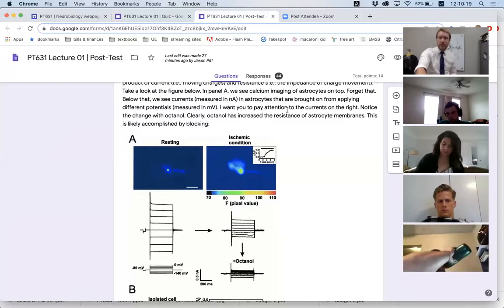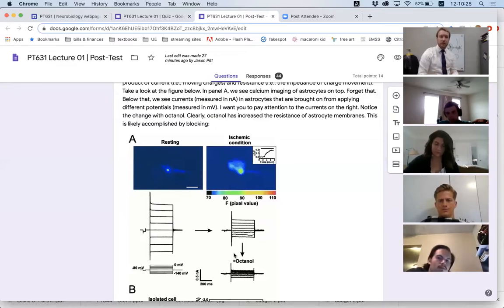Okay, so like I said, pay attention to the currents on the right. So when we add octanol here, we're seeing some sort of change in the currents. Are we getting more or less current? Let's just go ahead and get that out of the way. Less current. Thank you. So the current amplitude is reduced. We can clearly see that. These move a lot further from baseline than these. These are all kind of squished together.